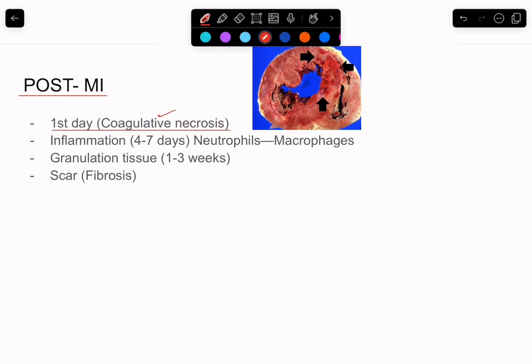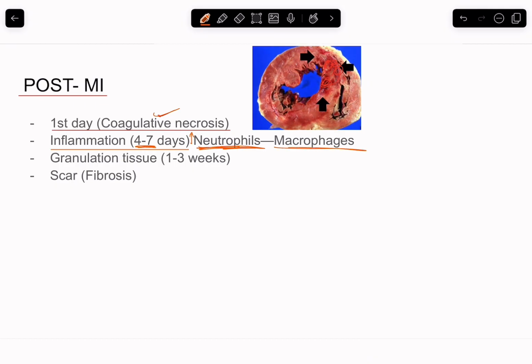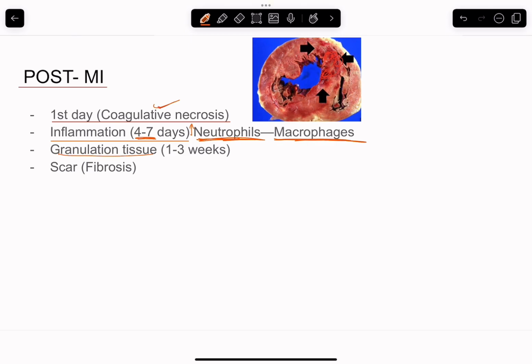So for this, the cardiac myocyte will undergo coagulative necrosis on the first day. Then the inflammatory phase will occur from 4 to 7 days, in which during the initial days neutrophils will be the ones who dominate. As you know, neutrophils are the first mediators of your inflammation, followed by macrophages. After that you see granulation tissue during the first and third weeks, and eventually it will heal by scar formation or fibrosis.